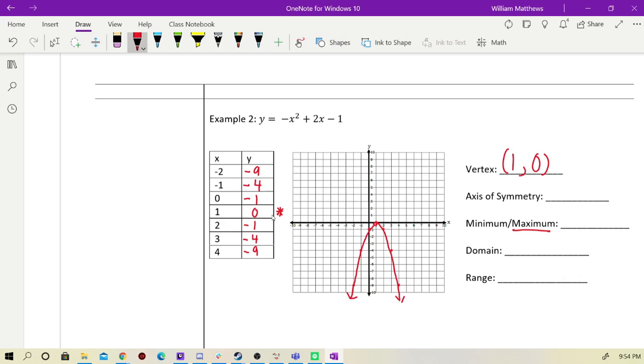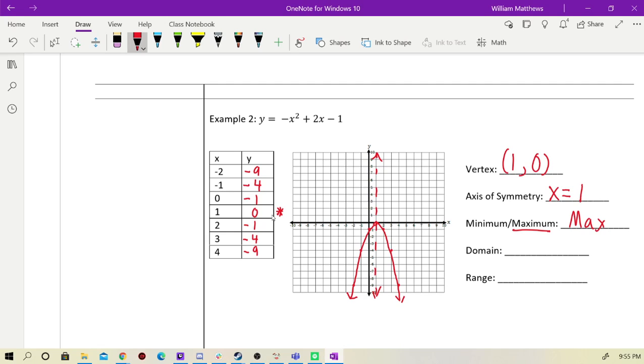For the graph, same thing. We start from left to right. We go up, reach the point 1, 0, and then we start going back down. We change direction. Our axis of symmetry still uses the equation x equals, in this case, it is still our vertex x value, which our x value was 1. We stated that this was a max value already. It is the highest point of this function. The arrows show that it goes down on both ends, so there is no minimum.